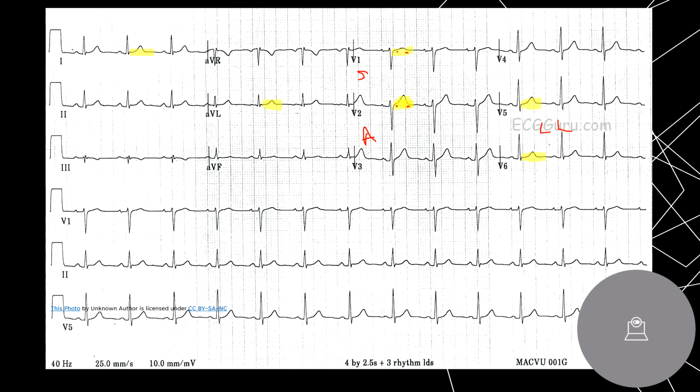Then we'll go to 2, 3 in aVF, right? So this is going to be your inferior leads: 2, 3 in aVF. Because remember, 1 in aVL, that's high lateral. So we'll just put high lateral. Okay, and so 2, 3 in aVF.